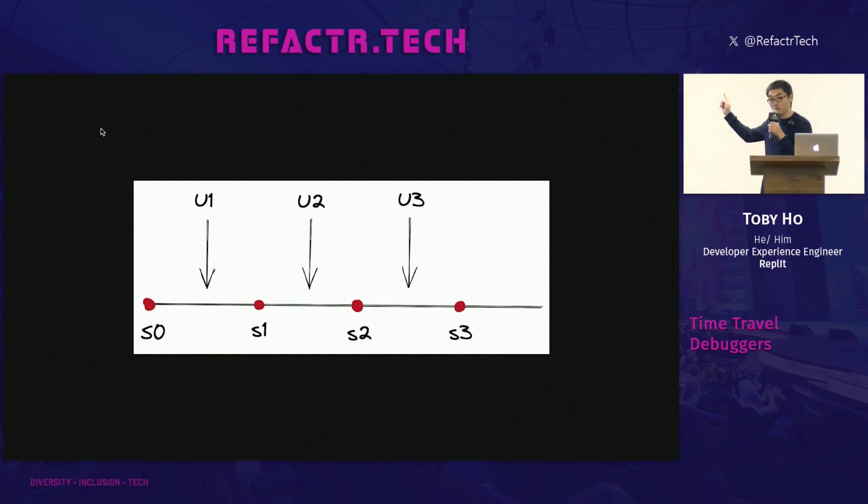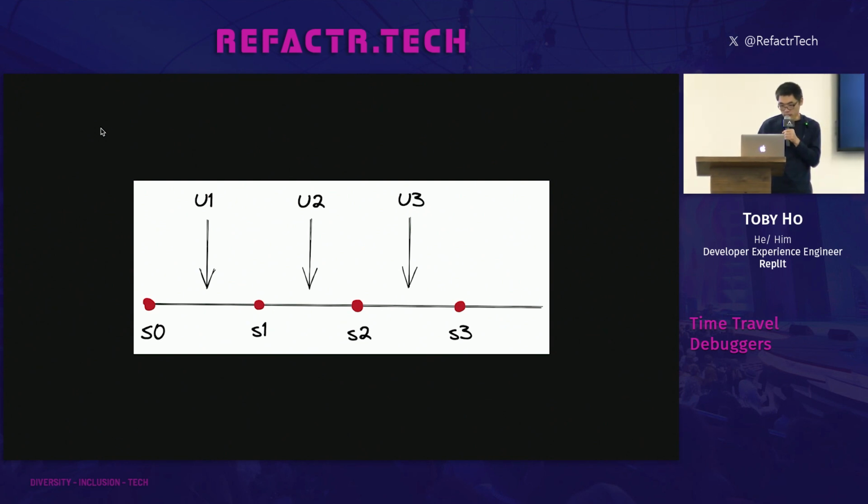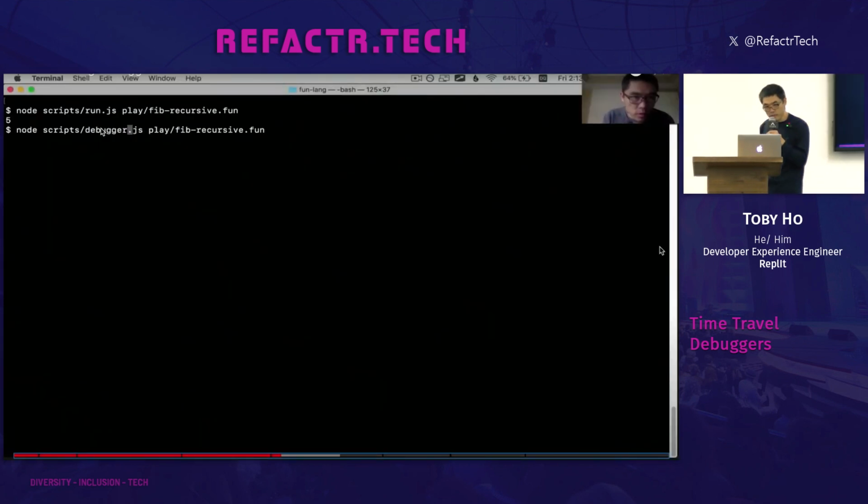You just have a cursor, you point to state 0 versus state 1 versus state 2, and then you get transported back to that point in time in the program. Easy. So that's what I did.